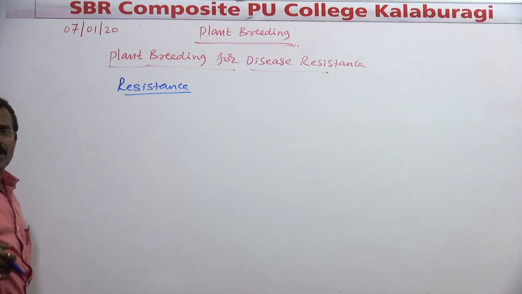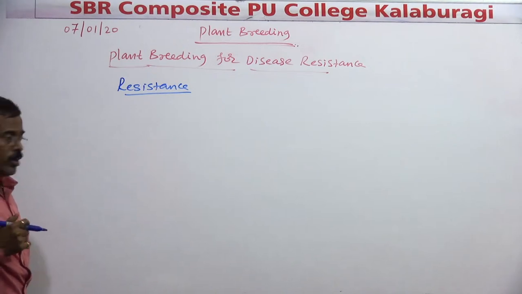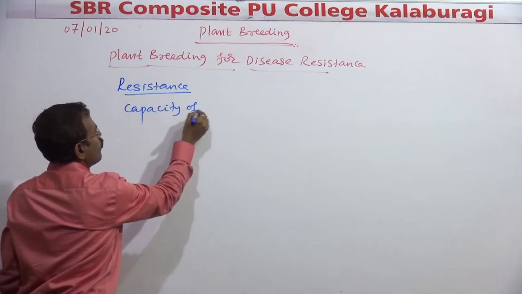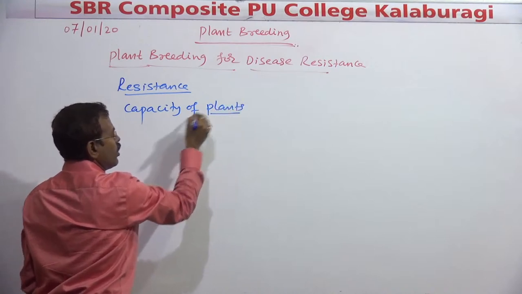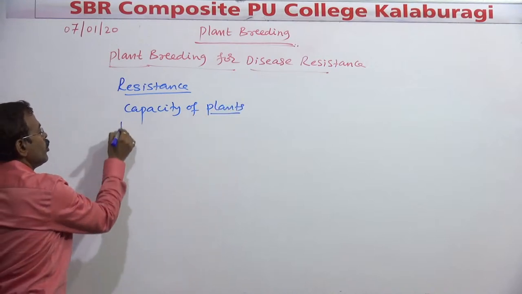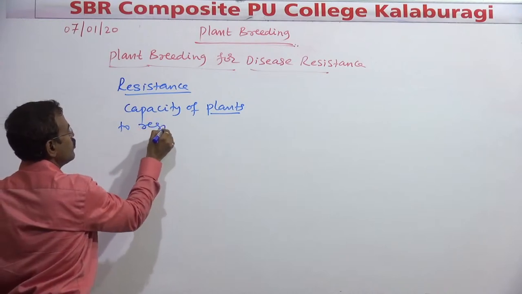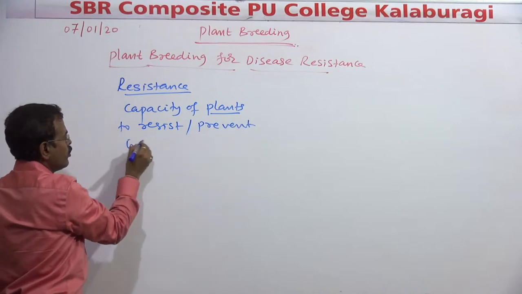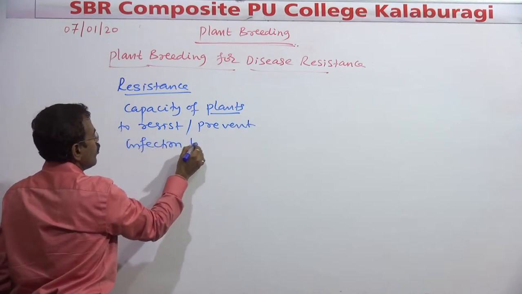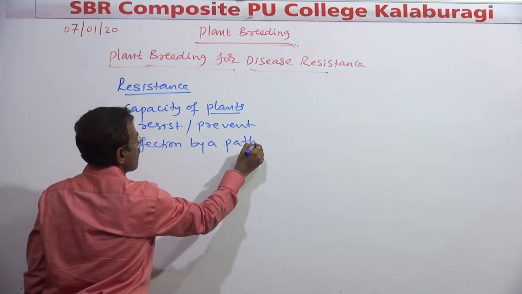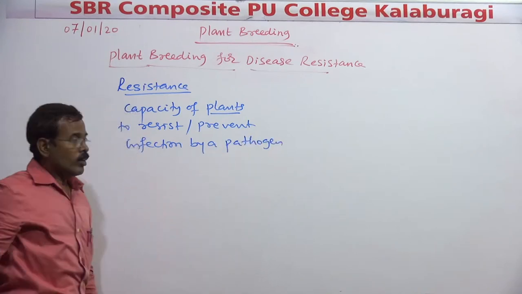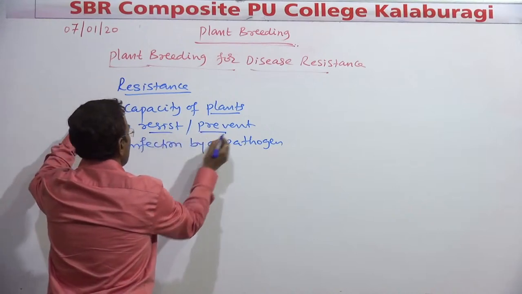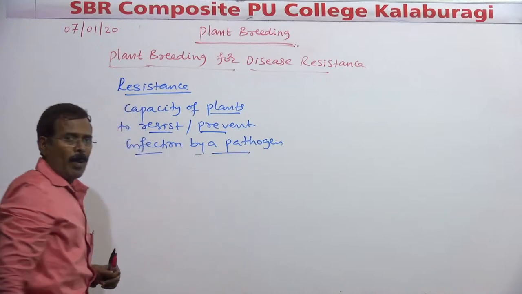Resistance is seen in some plants. So resistance is the capacity of plants, particularly the crop plants, to resist or prevent infection by a pathogen.